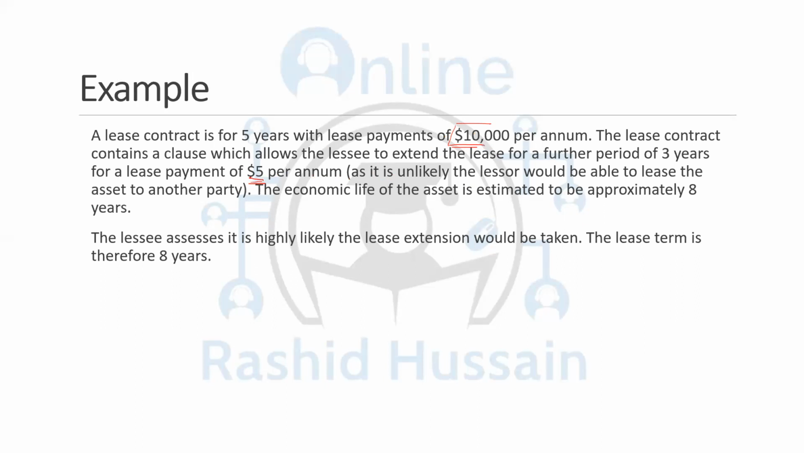So in that case, the useful life should be 8 years, because 5 years is the non-cancelable period plus another 3 years which you are availing that option. Why would you not be availing it? It's $5 per annum. And why has the lessor given you this option? Because they cannot lease it to any other party after 5 years, because you have already used it for the major part of its life.